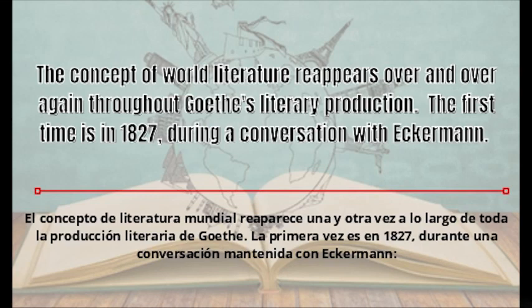The concept of world literature reappears over and over again throughout Goethe's literary production. The first time is in 1827 during a conversation with Eckermann.